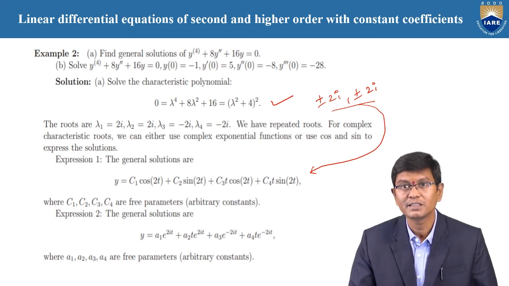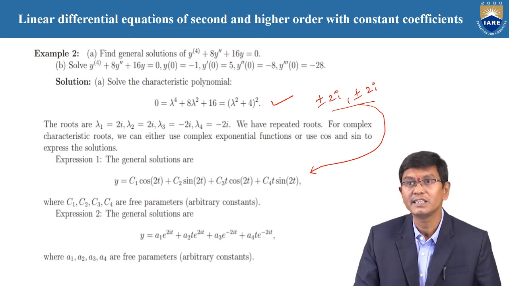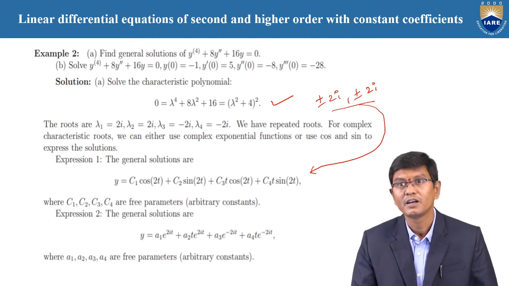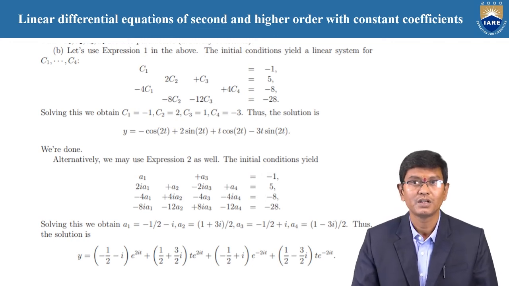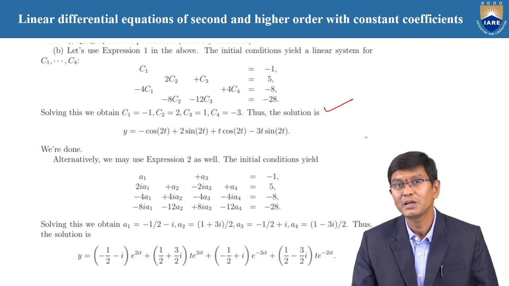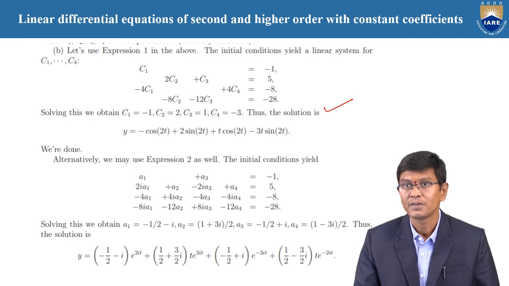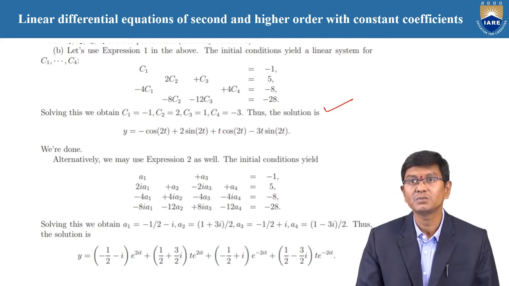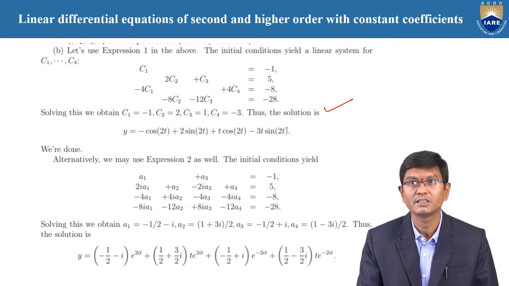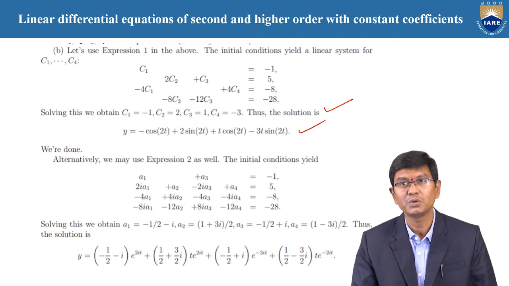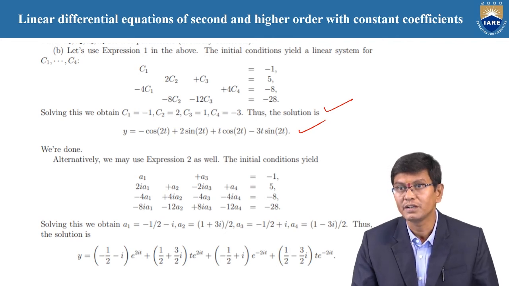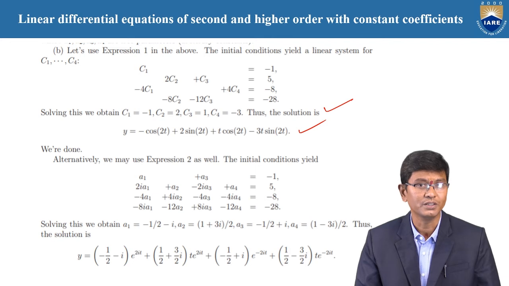Therefore, using this solution and the initial value conditions, once again by solving everything, we obtain c1 is equal to minus 1, c2 is equal to 2, c3 is equal to 1 and c4 is equal to minus 3. Getting c1, c2, c3 and c4, you replace them in the equation. Therefore, y is equal to minus cos 2t plus 2 sin 2t plus t cos 2t minus 3t sin 2t is the solution.